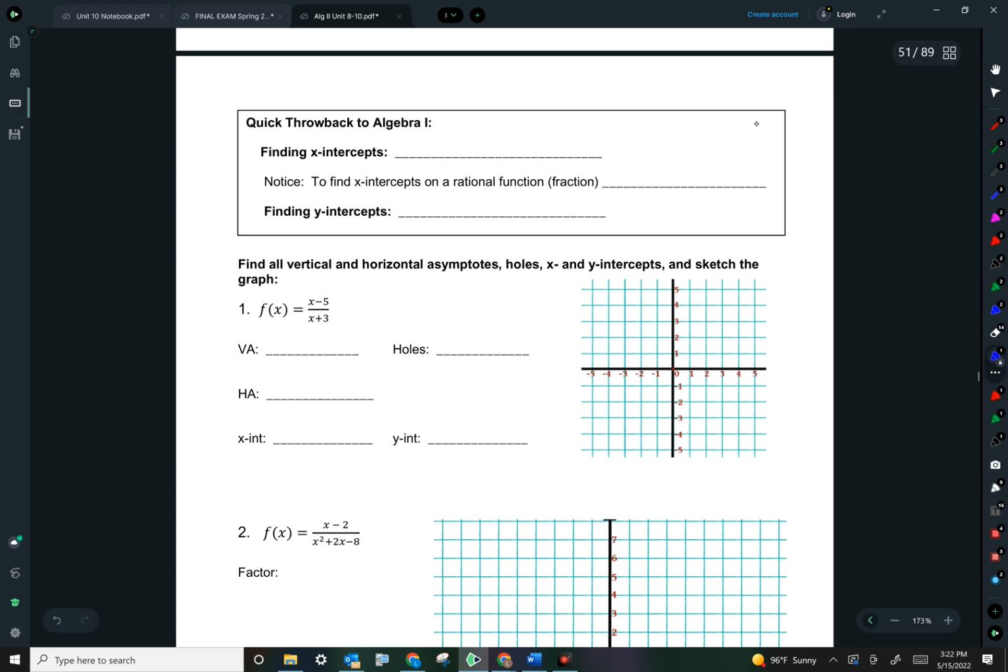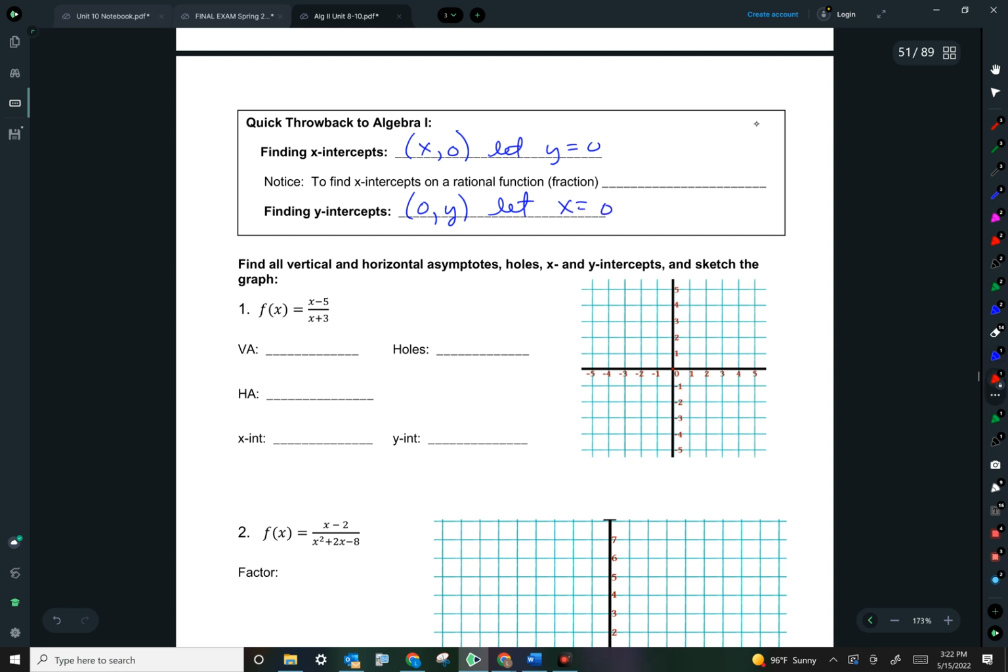So first of all, remember when you're finding an x-intercept, the ordered pair for an x-intercept is going to be some x number comma 0. So in order to find the x-intercept, just let y equal 0 and see what you get for x. Vice versa, if you're trying to find the y-intercept, the ordered pair would be 0 comma some y number. So in this case, if you want to find the y-intercept, just let x equal 0.